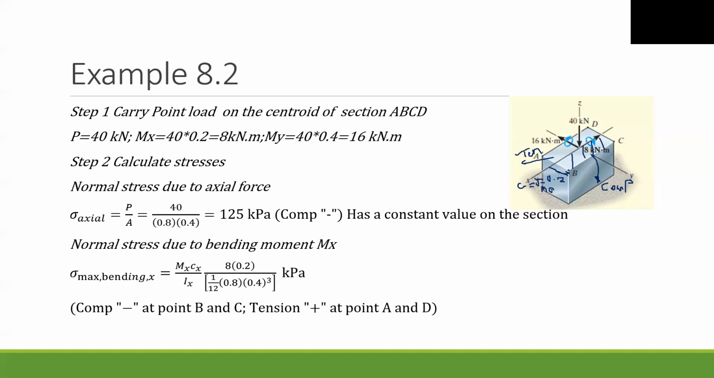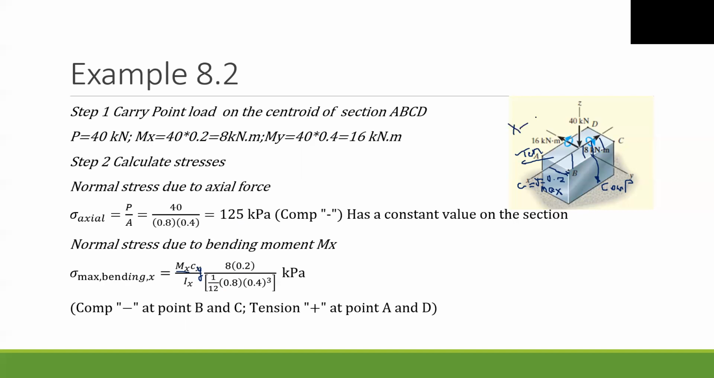C or y max is equal to 0.2. Therefore, I write m times Mx. This is not Cx. It should be Cy, I think. Yes, this is miswritten in here. Cy divided by Ix is equal to 6 times 0.2 times moment of inertia. You know, from the x-axis, this is the y-axis.